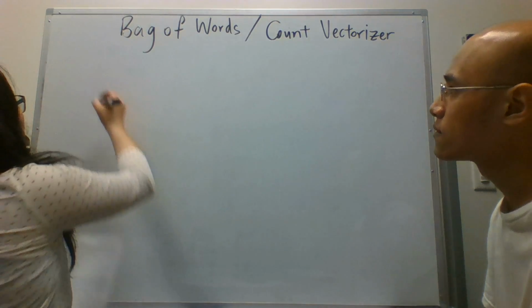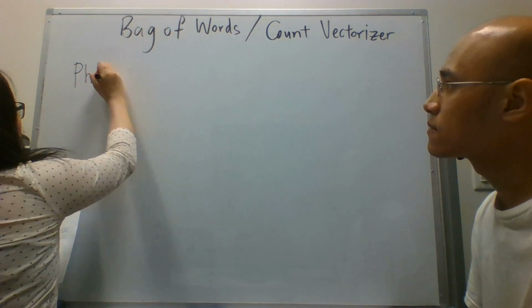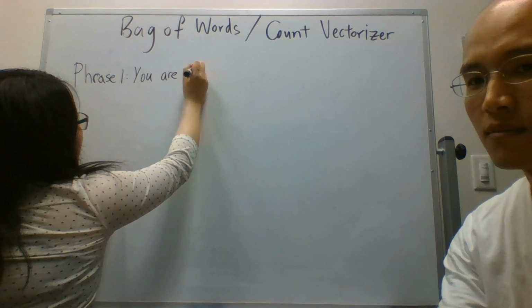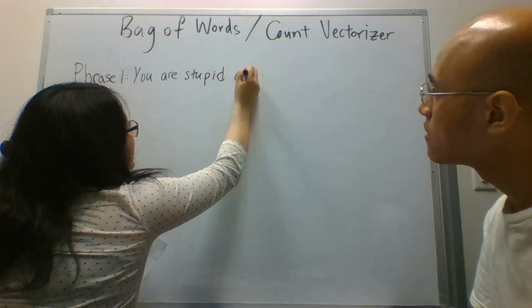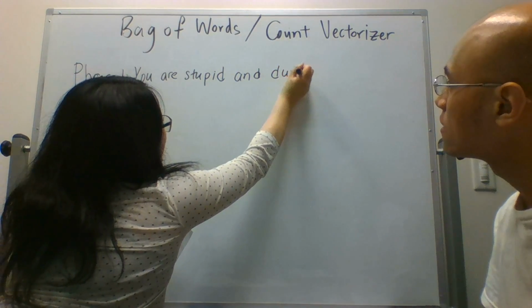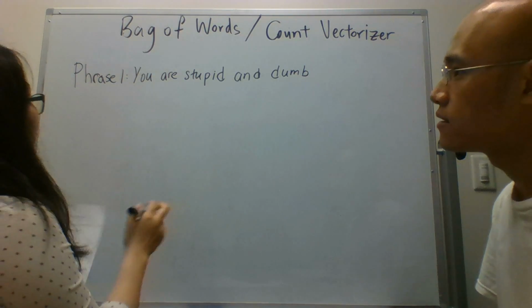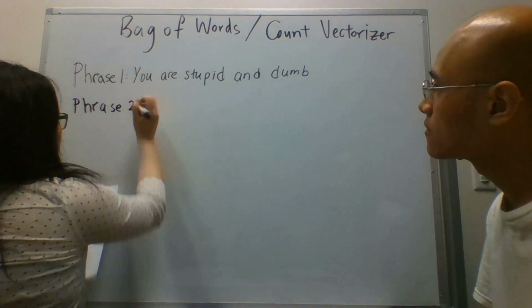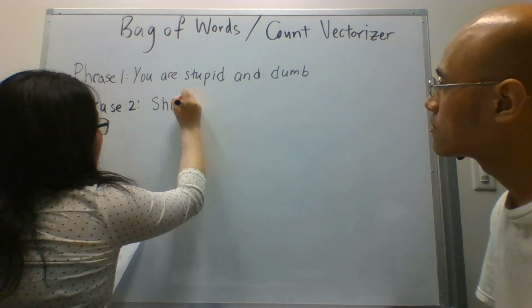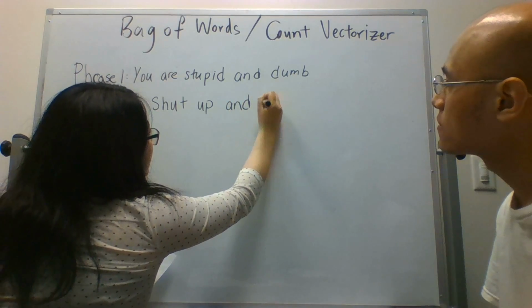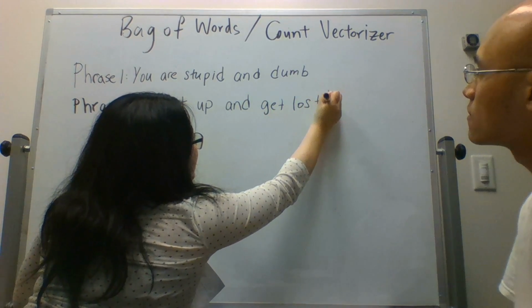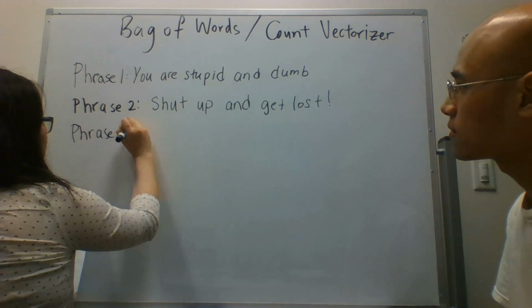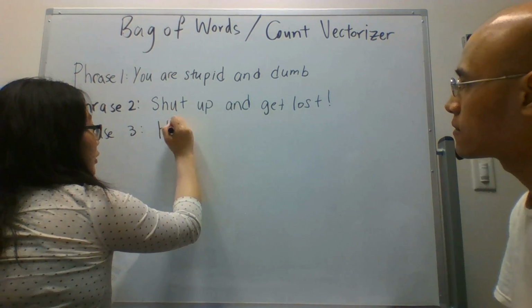So we have our first phrase, which is "You are stupid and dumb." This would be an example of a toxic phrase, the kind of thing we do not want people on our forum talking about. A second phrase, also toxic, is "shut up and get lost!" This person also adds an exclamation mark at the end. Then we have a not toxic phrase, "how are you doing?" So it's a greeting.